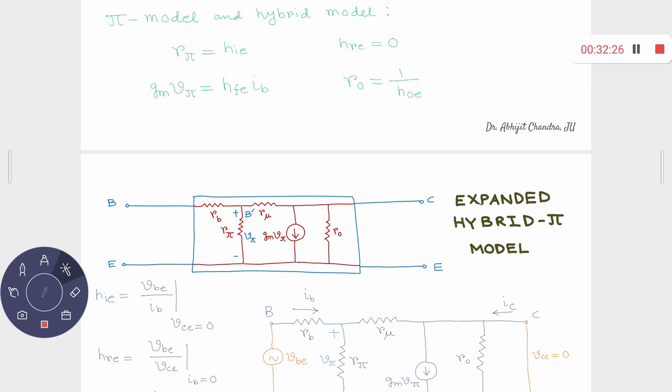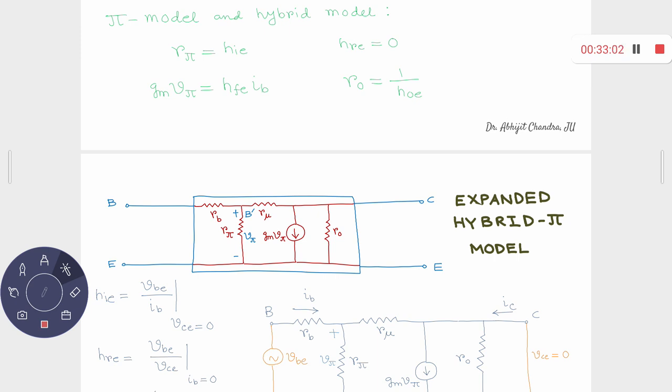In the expanded pi model, we are using some additional components. Basically, we have used two different resistances. One is the base spreading resistance RB or RBB, which is connected between the external base terminal and the idealized internal base terminal. Typically, that value is very small, in the range of a few tens of ohms. And another resistance serves as a feedback connection between the collector terminal and the base terminal, between the output and the input, whose value is typically very large, in the range of a few megaohms. So we have included these two parameters.